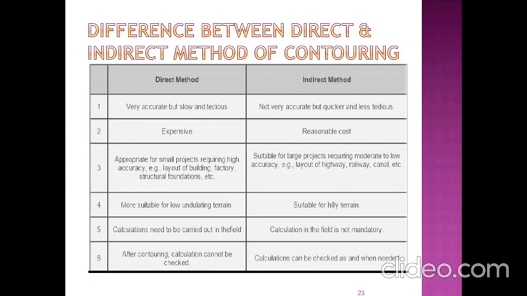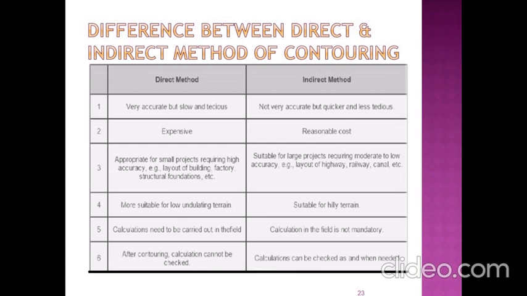Then next, in the case of the direct method, calculations need to be carried out in the field, and in the case of the indirect method the calculation in the field is not mandatory. Means we can calculate and check when it is required. Then the sixth point, in the case of the direct method after the contouring the calculation cannot be checked, and in the case of the indirect method we can check all the calculations when needed.